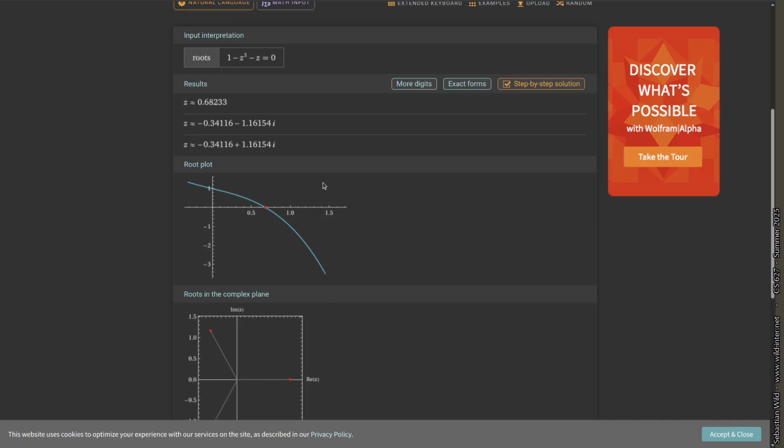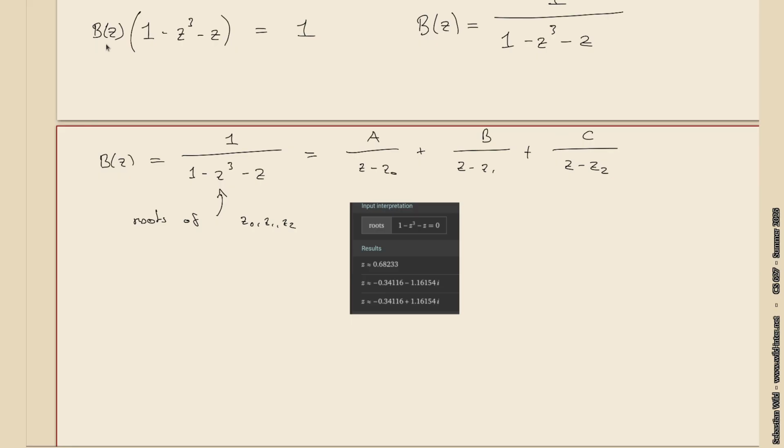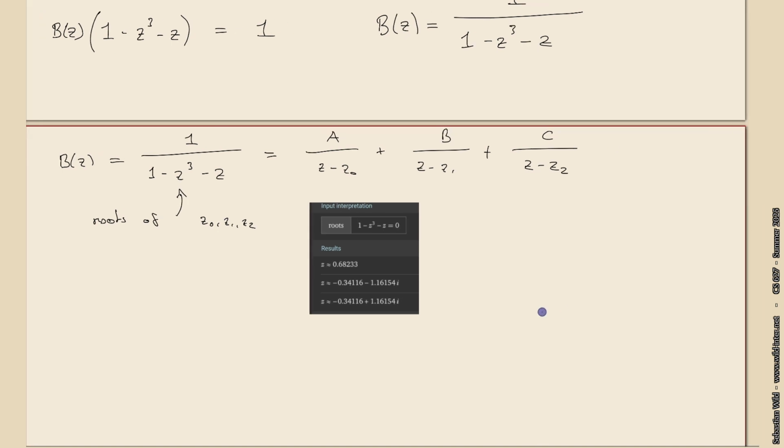So these are the actual values for z0, z1, z2. Here's the copied bit. At this point, I'm assuming this representation to be general. This is if all the roots are unique, or distinct, so there are no multiple roots.